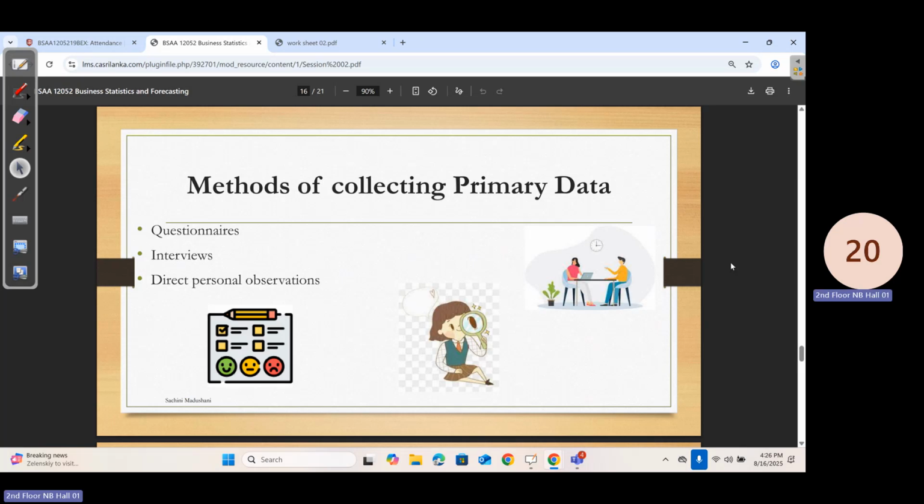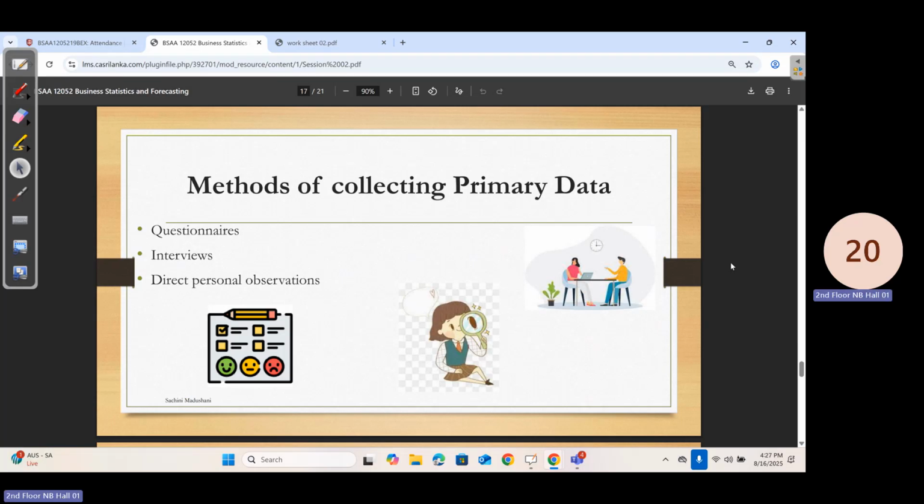How do we define the questionnaire? It is a selection of questions. Lots of questions are there, and we call it a questionnaire. Here we can use the questionnaire to collect the primary data. So now you know what the questionnaire is. The next question is how we construct the questionnaire and what kind of questions we can input.